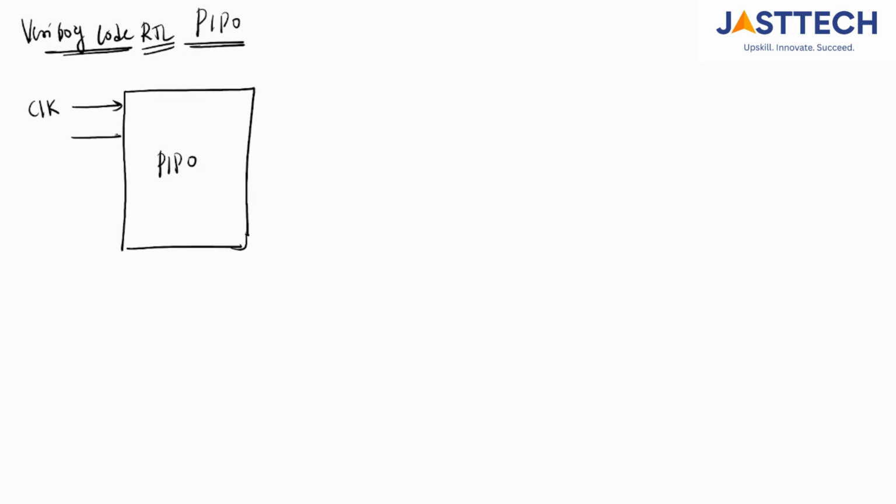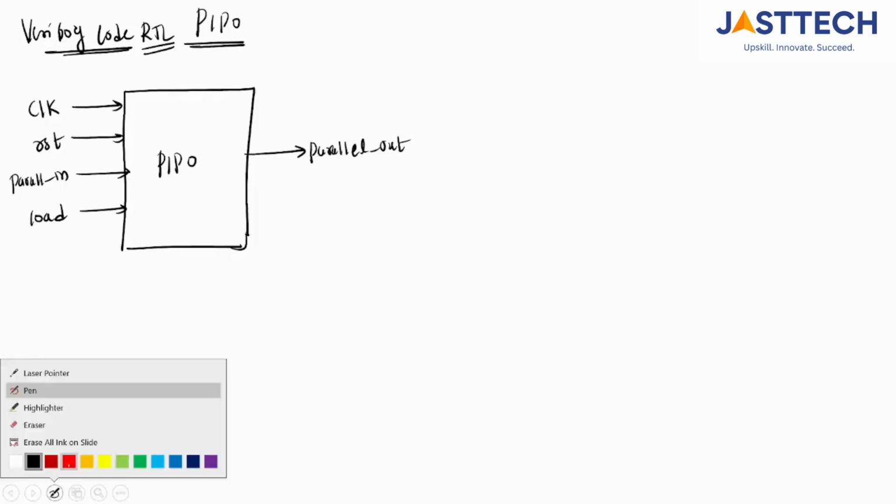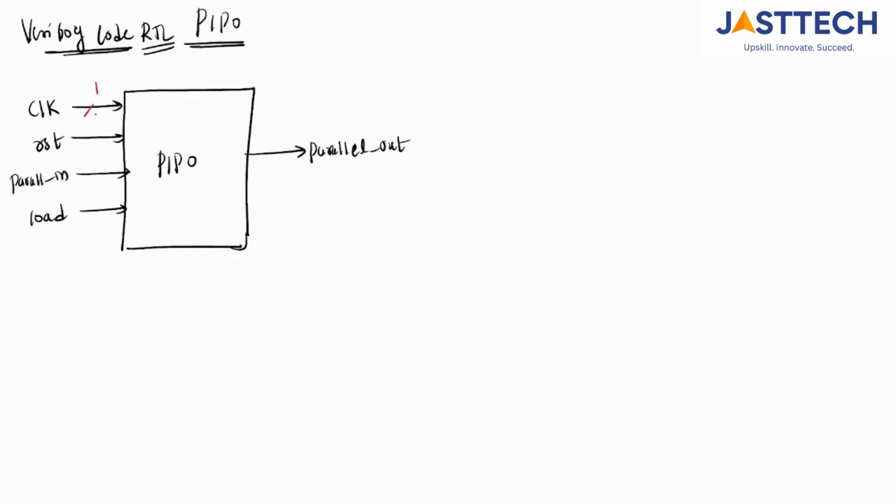You have reset, and next you have parallel in data, this is also input. One more, load is there, and next you have the output parallel_out. Clock is 1 bit and reset is 1 bit, and parallel in how many bits? 4 bit, load is 1 bit, and output parallel out is 4 bit.